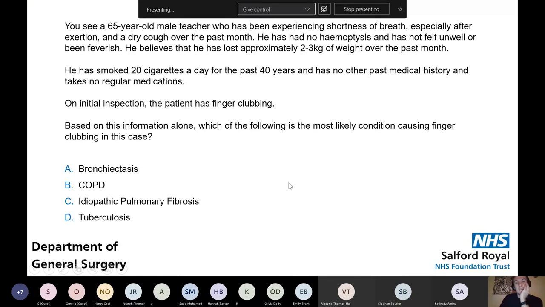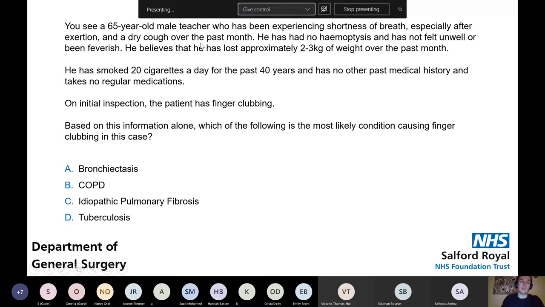He has clubbing of his fingers. COPD does not cause clubbing on its own. So this question is basically making a point. There is loads of things that point towards COPD, but this is the clincher. The causes of finger clubbing, COPD is not one of them. If he had an underlying cancer, absolutely, that could be right.